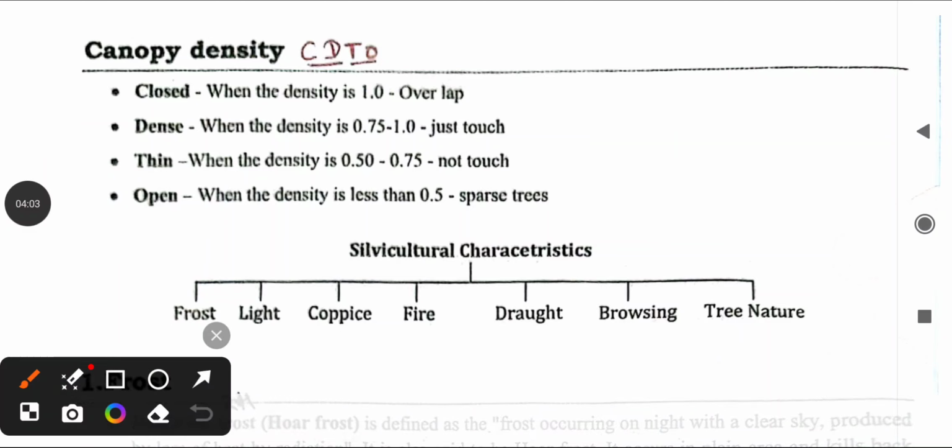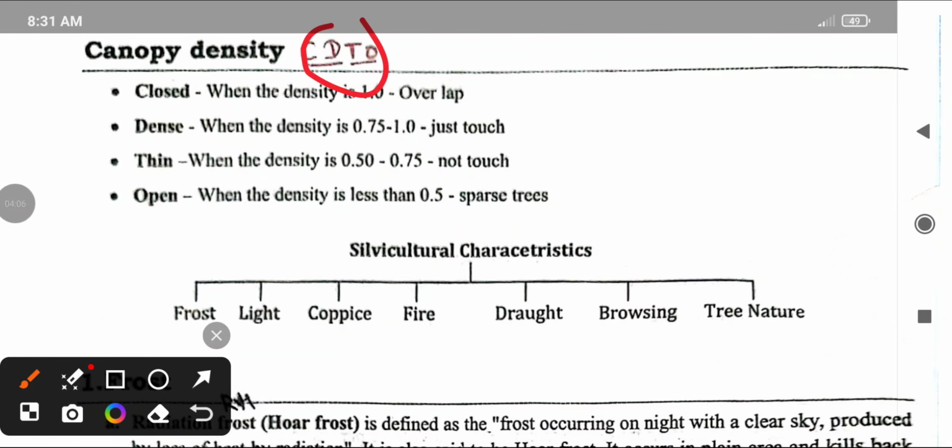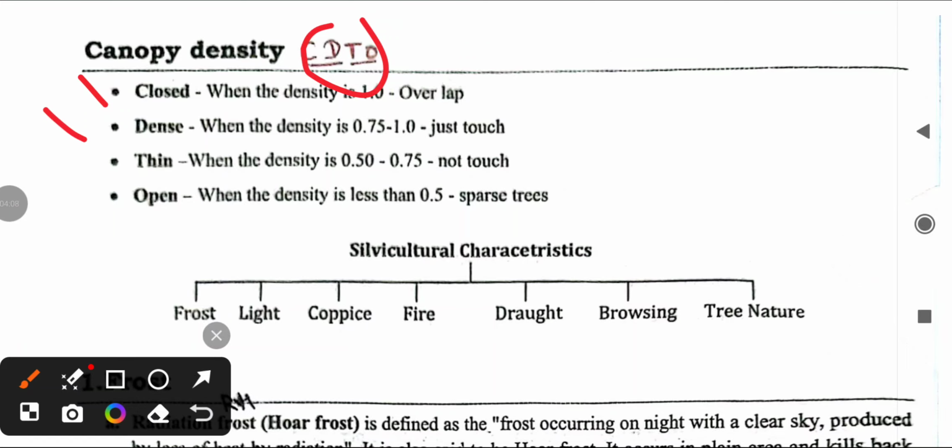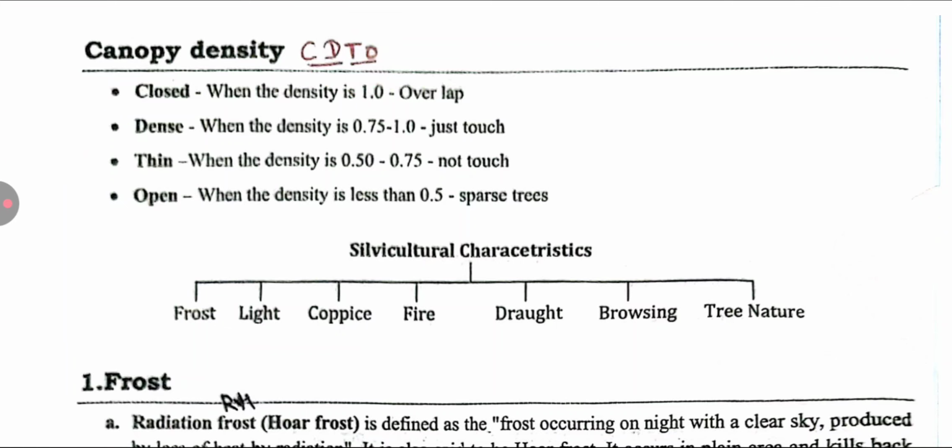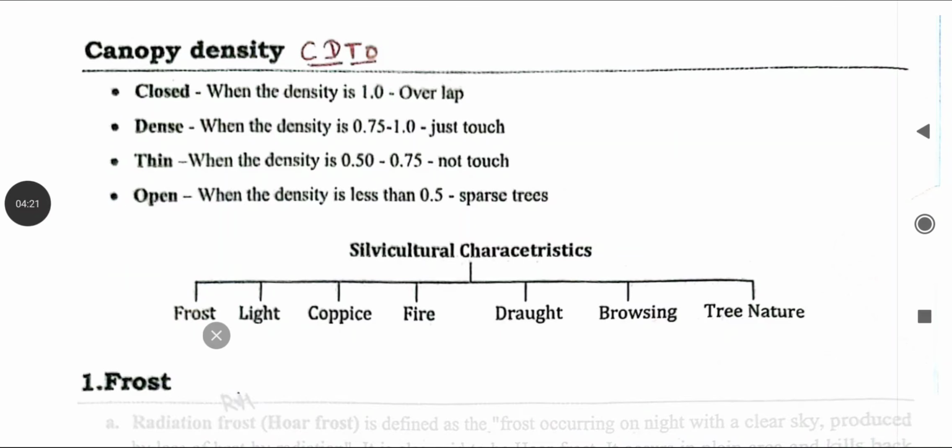Canopy density CD2: close, dense, thin and open. Close when the crowns overlap, and the density is 1.